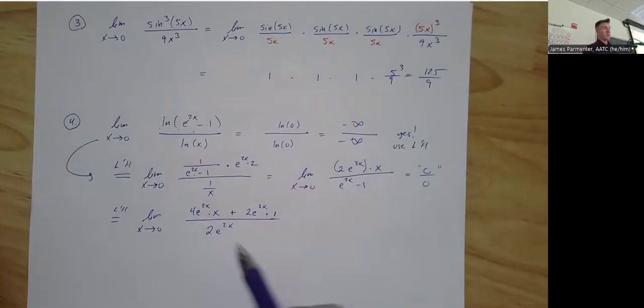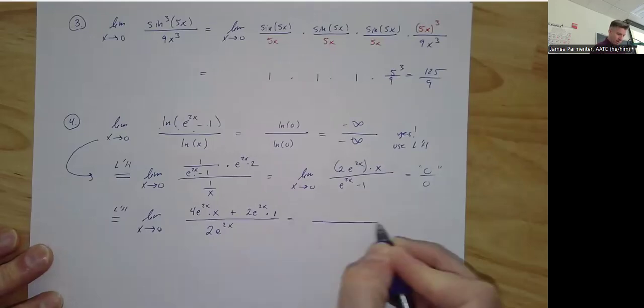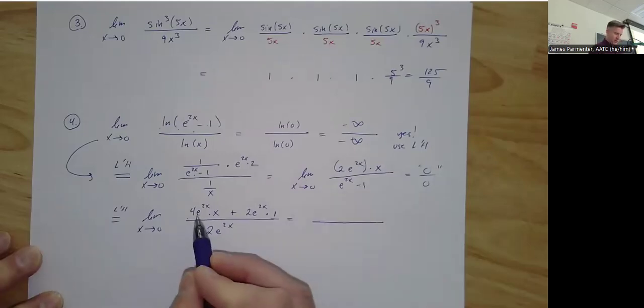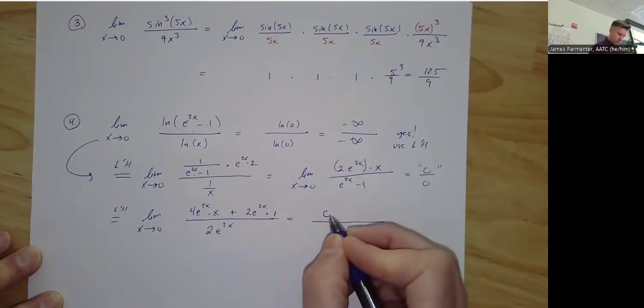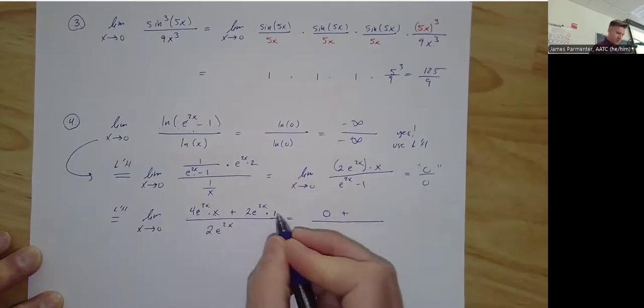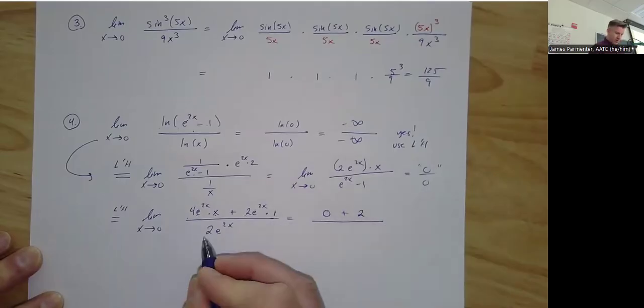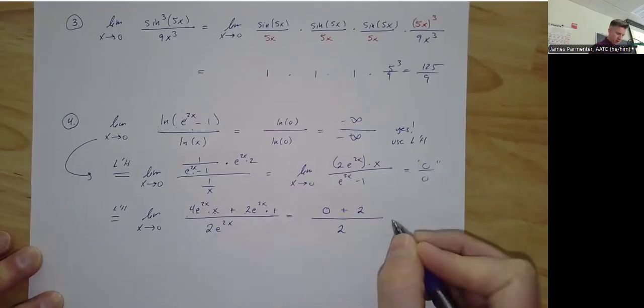And now it looks like I should be able to get a real number result, because when I plug in 0, the bottom certainly isn't going to be 0 or infinity. It's going to be 2. So plugging in 0, I get 4 times e to the 0 times 0 plus 2 times e to the 0 times 1, divided by 2 times e to the 0. And then I'm getting 1.